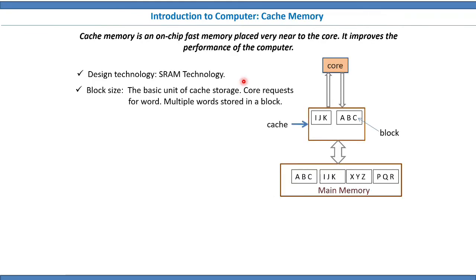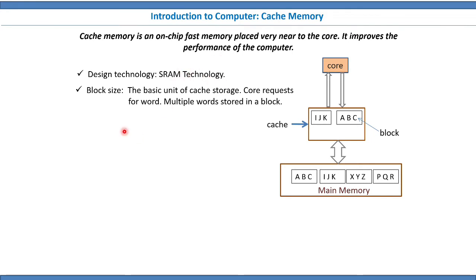So if we go to this slide, this is the basic definition of cache memory. Cache memory is an on-chip fast memory placed very near to the core. I have already explained, right? It is an on-chip memory, and it improves the performance of the computer. The design technology I'll explain in more detail in the next lecture, but here I'll just say that cache memories are designed with SRAM technology. More detail will be covered in the next lecture, so I'm ignoring this point here.